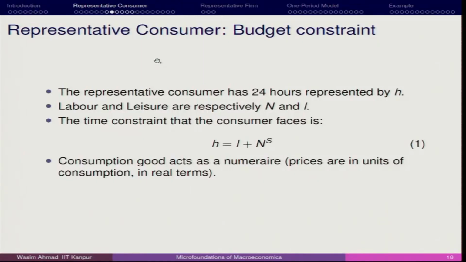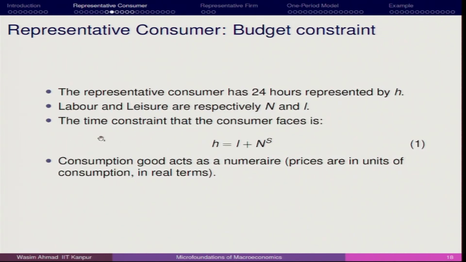Now, we will have the budget constraint. In this budget constraint, you have to understand that, as we mentioned in the beginning, the representative consumer has 24 hours, represented by H. Labor and leisure are represented by N and L. N is the number of hours that this particular guy is going to supply as labor, and L is the leisure. H is the total number of hours that this particular guy has. So, everyone has 24 hours. Out of this, the representative agent has to think about how many hours he would like to work.